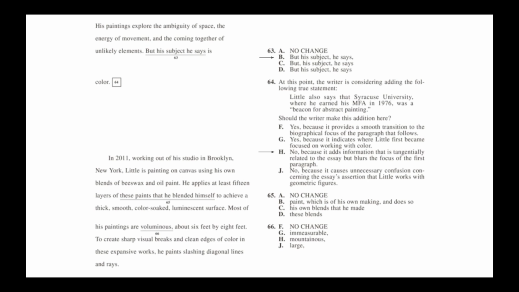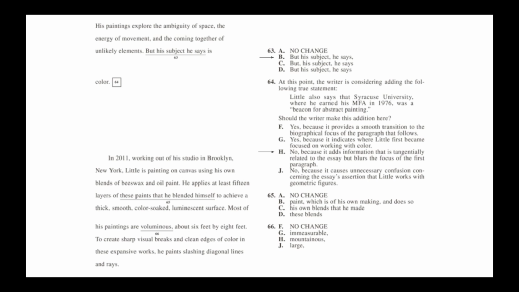So on to question 65. If we were just to read the part of the passage that it's dealing with, "he applies at least 15 layers of these paints that he blended himself to achieve a thick, smooth, color-soaked, luminescent surface." This is one of the types of questions where we have to read the sentences prior to actually understand what the correct answer would be. So just starting at the beginning of the paragraph.